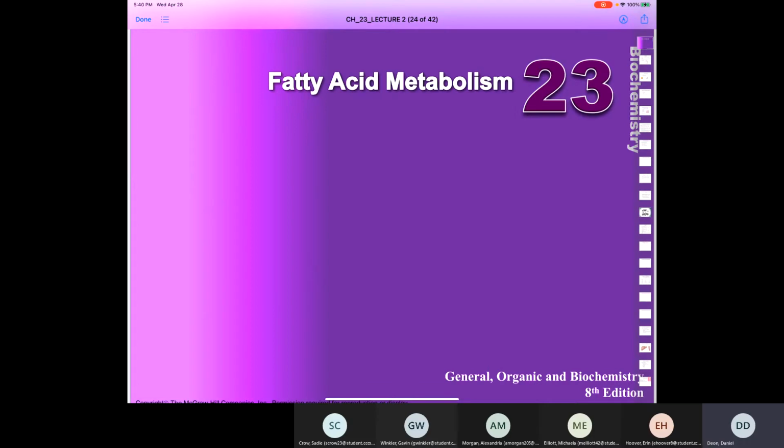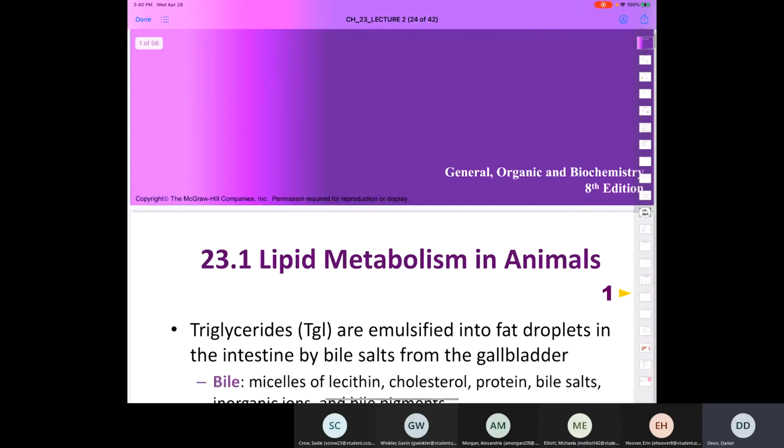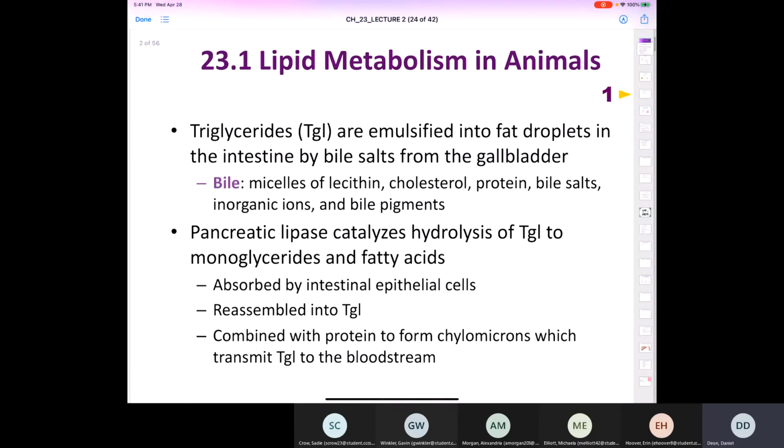Now, again, we know that sugars are a more abundant or a faster source of energy. However, we can get more energy from lipids. So let's talk about lipid metabolism. I'm going to refer to triglycerides as TGLs once in a while this evening.